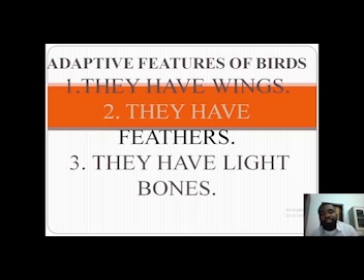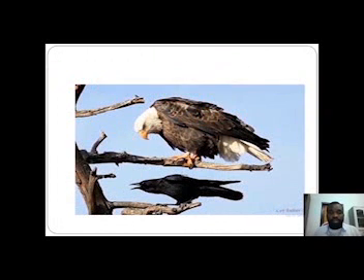Now, they have wings, they have feathers, they have light bones. You can see a bird. You can see the wings. You can see the feathers. Now I've told you the difference between a predator and a prey. Look at the two birds. Which one is a predator? Which one is a prey? Good. The one up is a predator, and the one down is a prey.